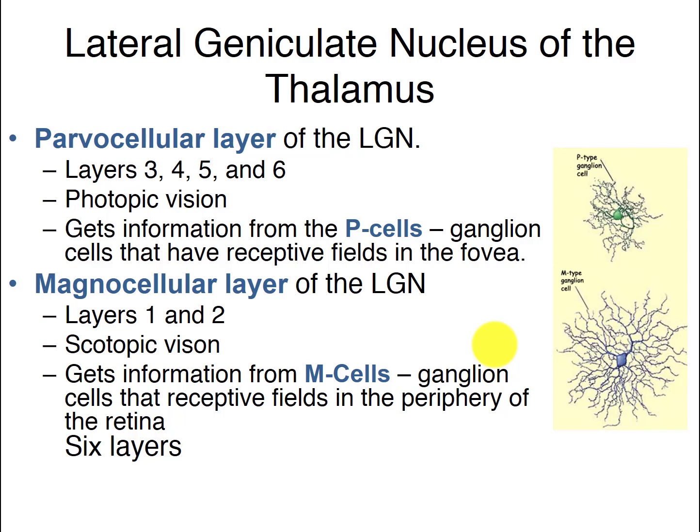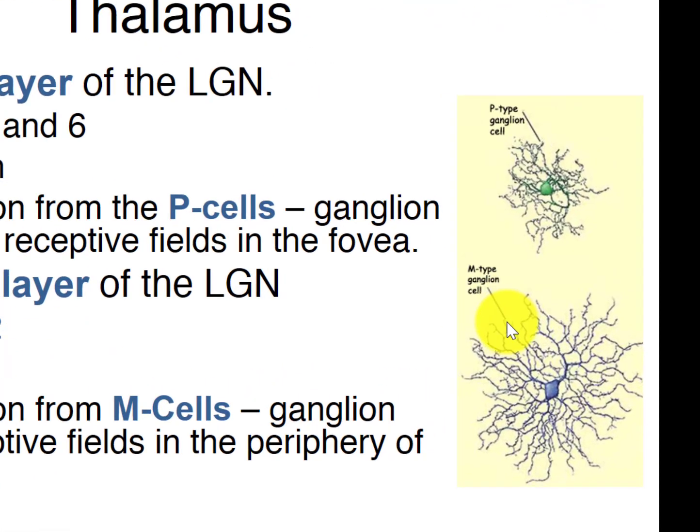Magnocellular layer of the LGN get information from M cells. Not too hard. M cells are ganglion cells. M cells are not cells in the magnocellular layer. They are in the retina, and they send their long axons through the optic nerve and end up in layers 1 and 2. P cell ganglion cells are smaller.